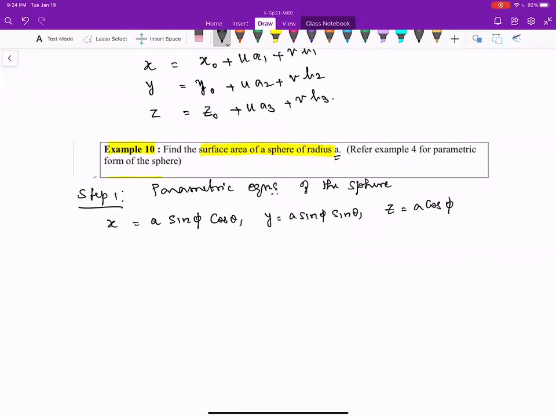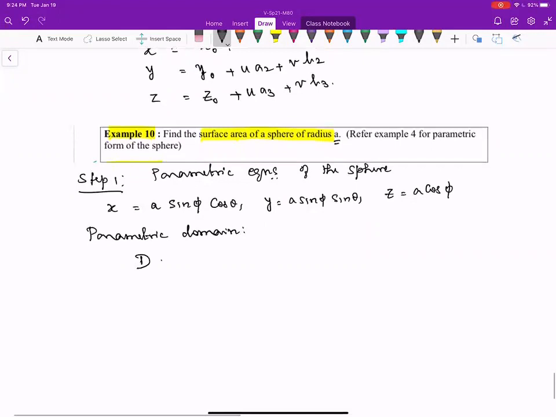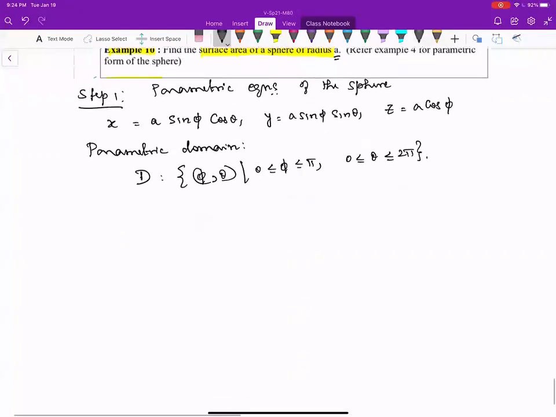Now, what is the parametric domain? The parametric domain is a nice rectangle because it is made up of phi comma theta, where both phi and theta have definite limits. So it becomes a parametric rectangle.